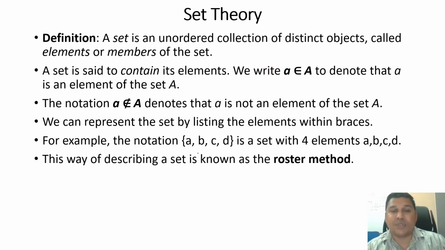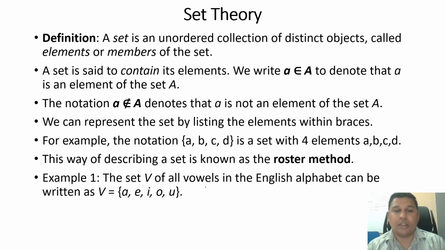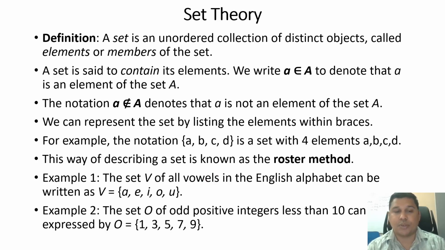This way of giving the set is known as the roster method. So if you give the elements of the set as {a, 1, b, 2}, this way of representing the elements is called the roster method. Here is an example. The set V of all vowels in the English alphabet can be written as V = {a, e, i, o, u} using comma separated values. Another set O of odd positive integers less than 10 can be written as {1, 3, 5, 7, 9}. So these two are roster method representations of a set.